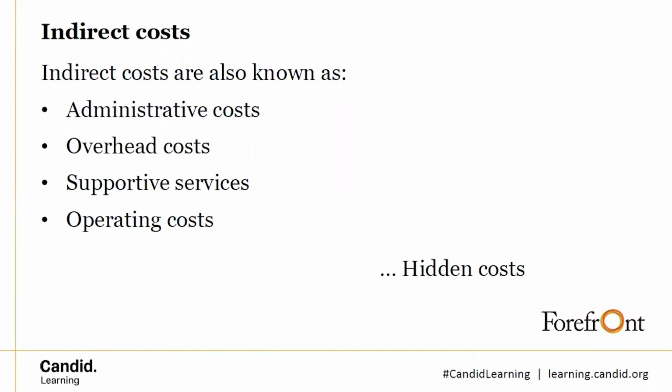Yeah, so they are also called sometimes administrative costs, overhead costs, supportive services, operating costs, hidden costs, because they're the ones people don't really want to think about, or the ones that aren't showy or aren't directly related to the project. So we're talking things like rent, utilities, office supplies, your marketing budget, administrative staff, fundraising costs, all of these sorts of things.